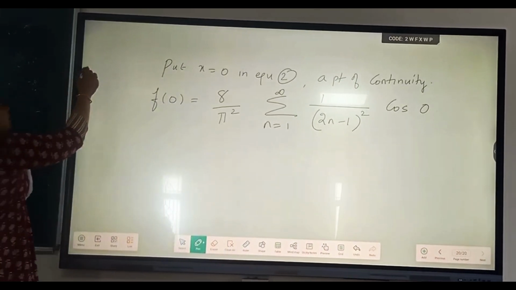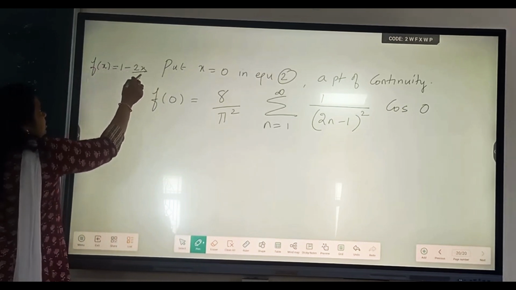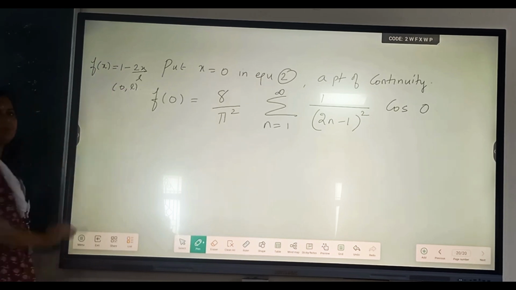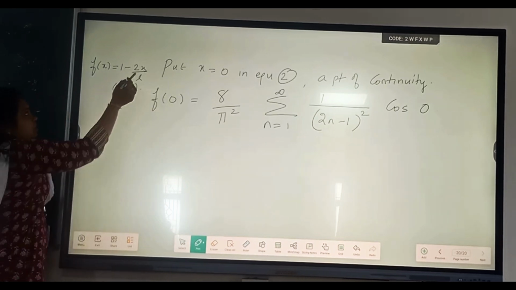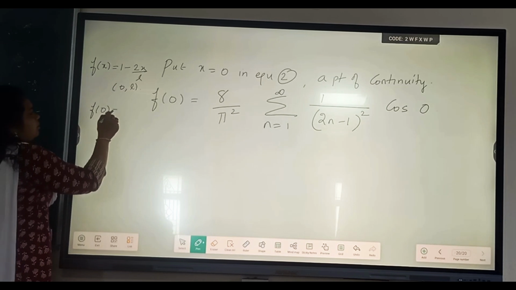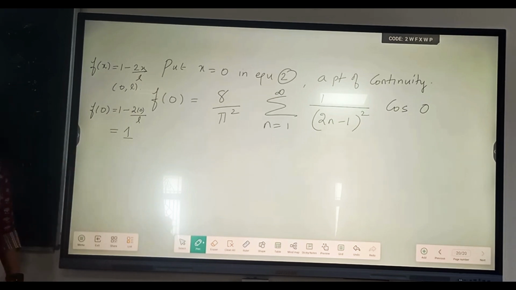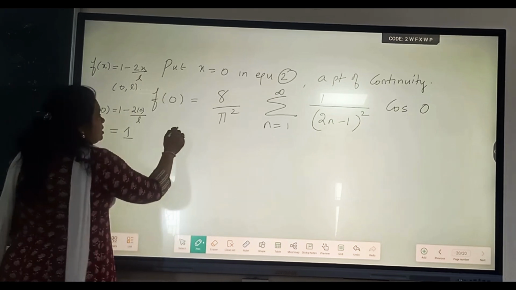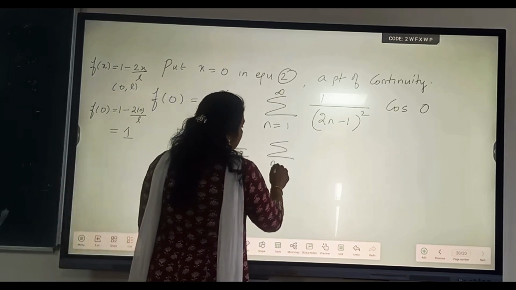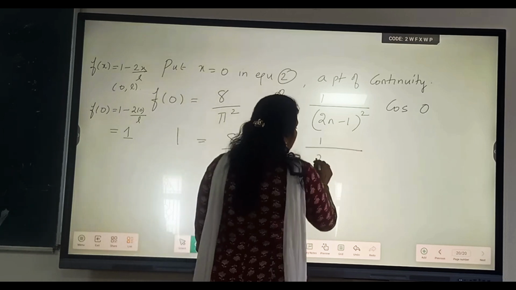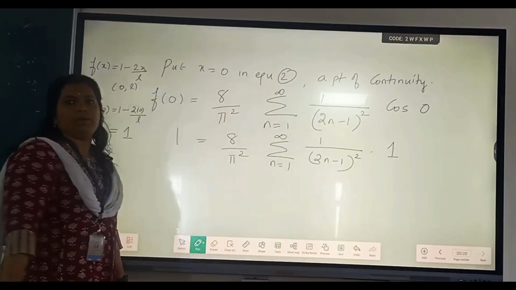As per the question, in the interval 0, l, when you find out whether it is odd or even, you are getting this value only. But here you are going to put x equal to 0. So when you put x equal to 0, what is your answer? 1 minus 2 into 0 by l, the answer is 1. So your LHS answer is 1, which is 8 by pi square, summation n equal to 1 to infinity, 1 by 2n minus 1 the whole square into cos 0, which is 1.